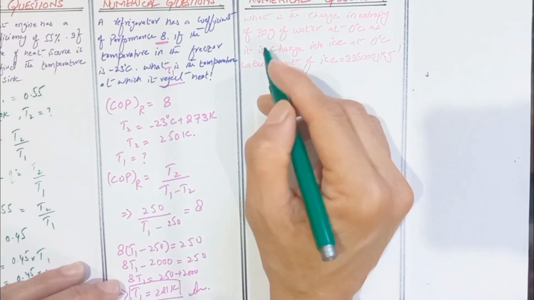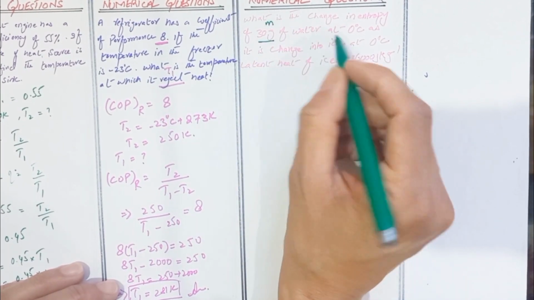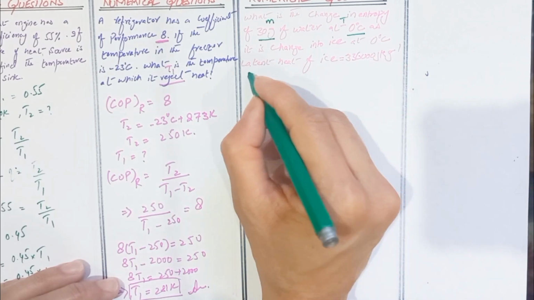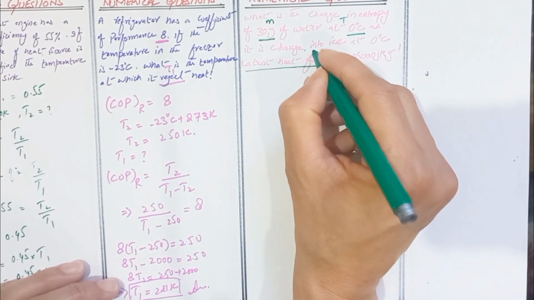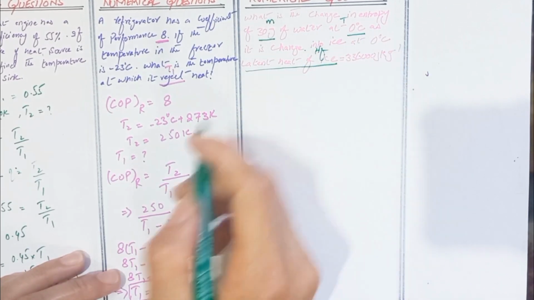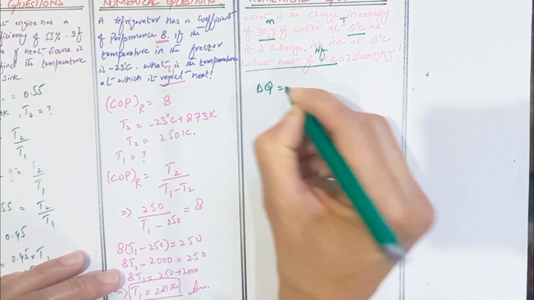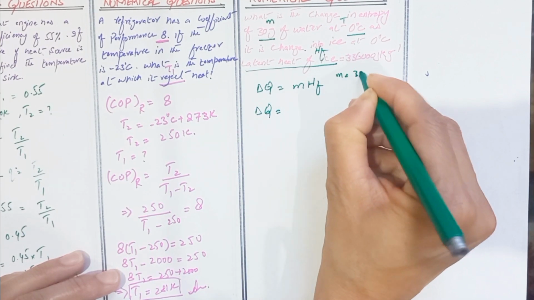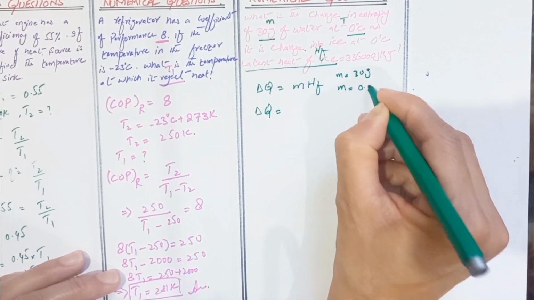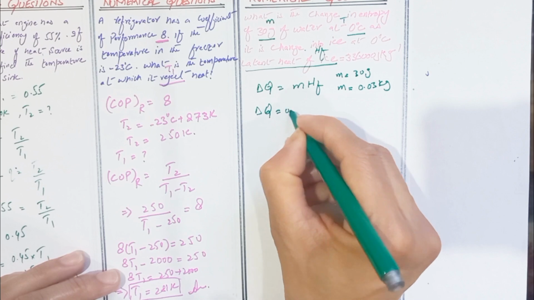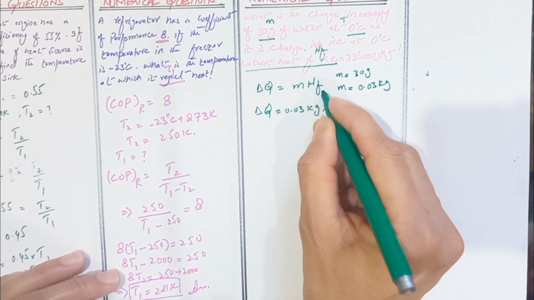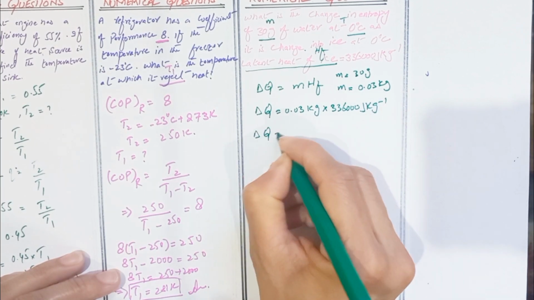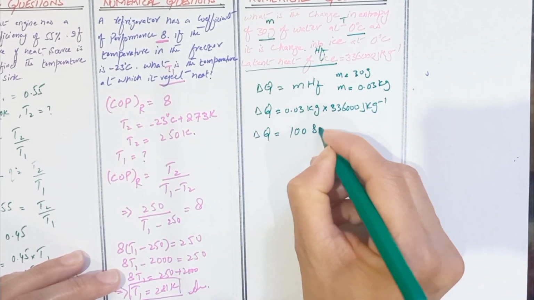Now find the change in entropy of 30 gram of water. So here the mass is given and temperature is given, 0 degrees centigrade, and the latent heat of fusion of ice is given, Hf. So here we know that delta Q is equal to m Hf. Mass is 30 gram, changed into kg, so we write 0.03 kg. Latent heat of fusion is 336,000 joule per kg. So delta Q is equal to 10,080 joule.